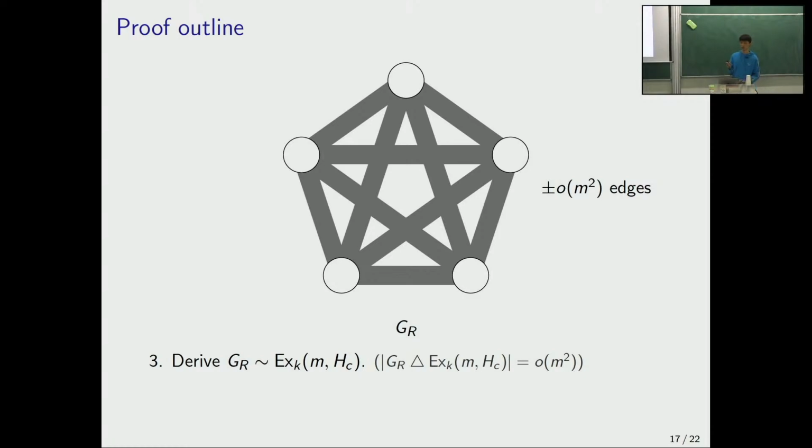So our purpose is to prove that H is good, but here, to go from 2 to 3, we should also show that HC is good. The reduced multigraph is good, and I'll explain how we can show that HC is good.